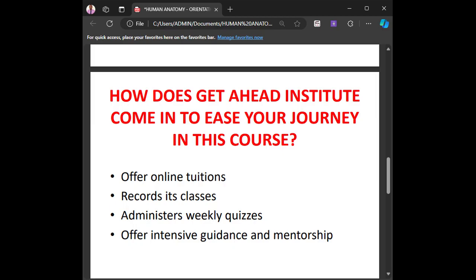So these intensive guidance and mentorships are in two ways. We have individual tailored guidance and mentorship, and also group guidance and mentorship activities in order to meet individual needs and group needs, because we understand that people are of different characteristics, and as such we try by all means to meet individual needs and group needs.